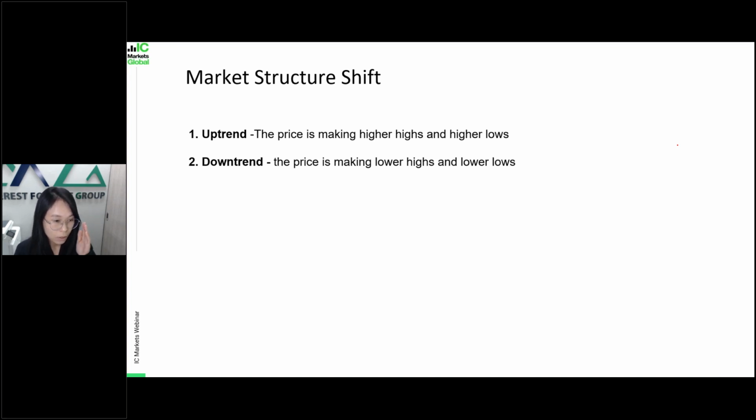Once the price has traded through a market structure shift, a trader will start to look for further signs that the trend has in fact changed, using the market structure shift as a level to trade off. So we will use this to look for signs of trend reversal.